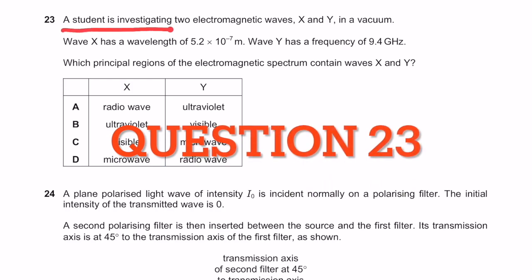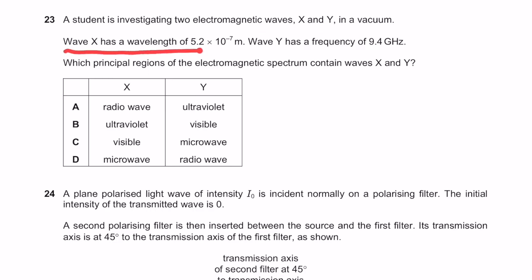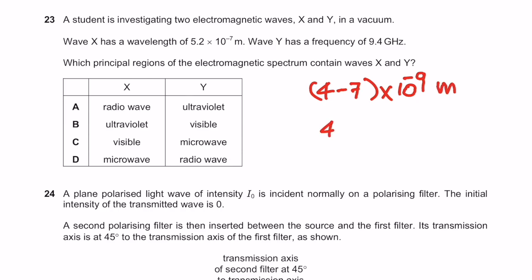A student is investigating two electromagnetic waves x and y in a vacuum. Wave x has a wavelength 5.2 times 10 to the power of minus 7. Wave y has a frequency of 9.4 gigahertz. Which principal region of the electromagnetic spectrum contains wave x and y? Best is to think what are the wavelengths you know. We know 4 to 7 times 10 to the power of minus 7 meters, or 400 to 700 nanometer is visible light, right?